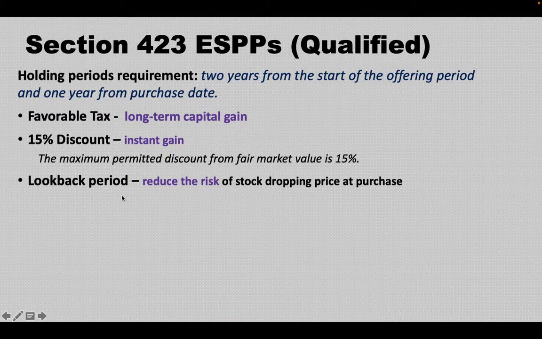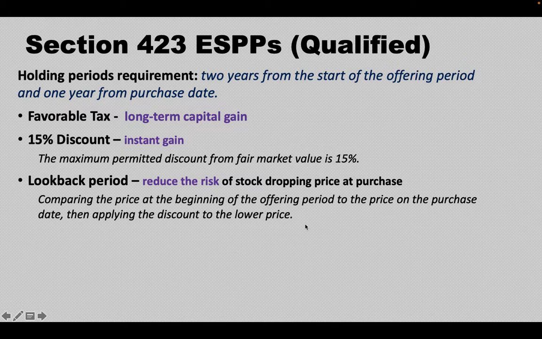Then the look back period. This is a beneficial feature to employees as well. It reduces the risk of the stock dropping in price at purchase. How it works is comparing the price at the beginning of the offering period to the price on the purchase date, then applying the discount to the lower price. Basically, they usually have an offering period which is 3 to 6 months. Within this period, no one knows if the stock price is going to go up or go down.